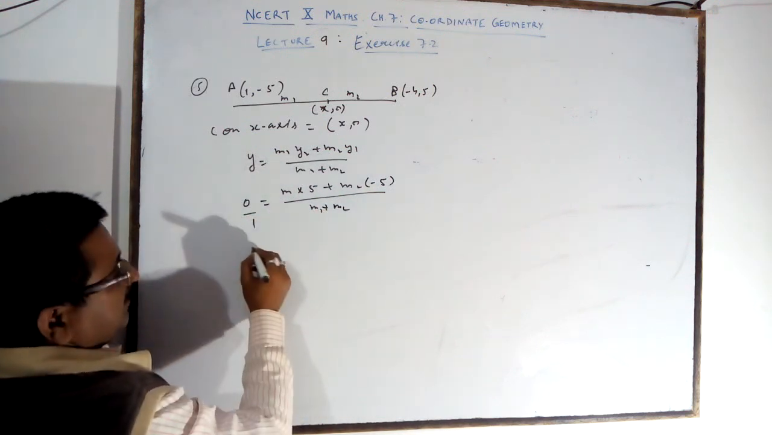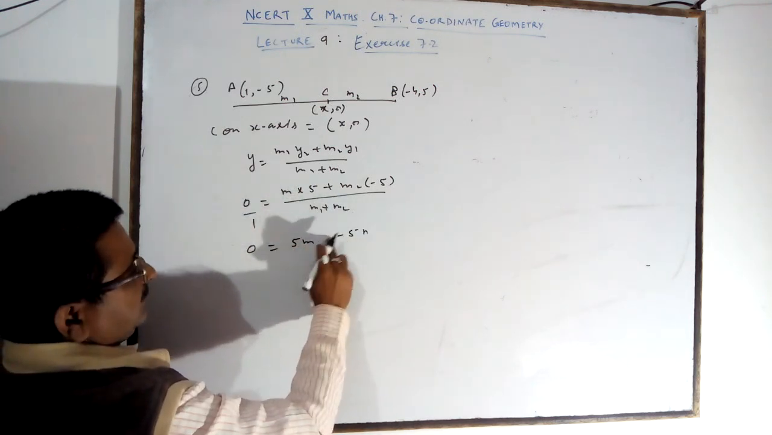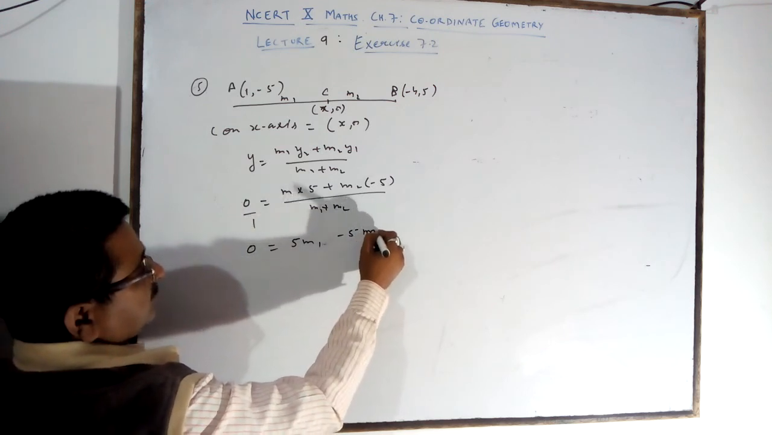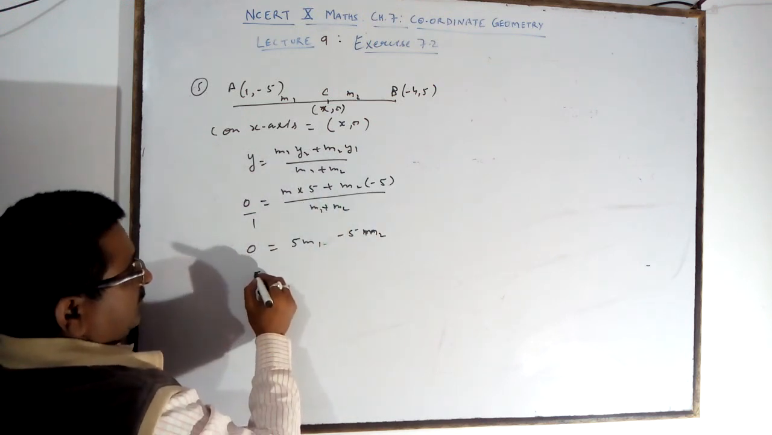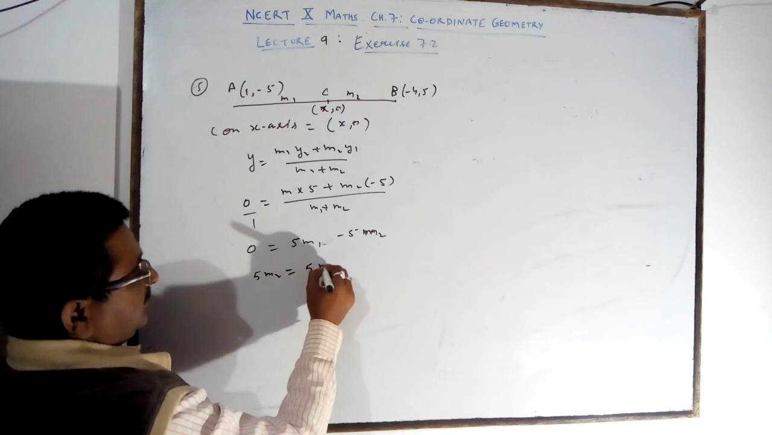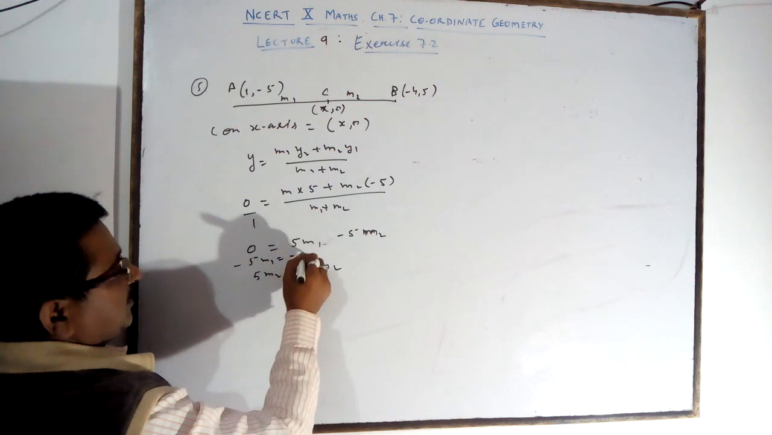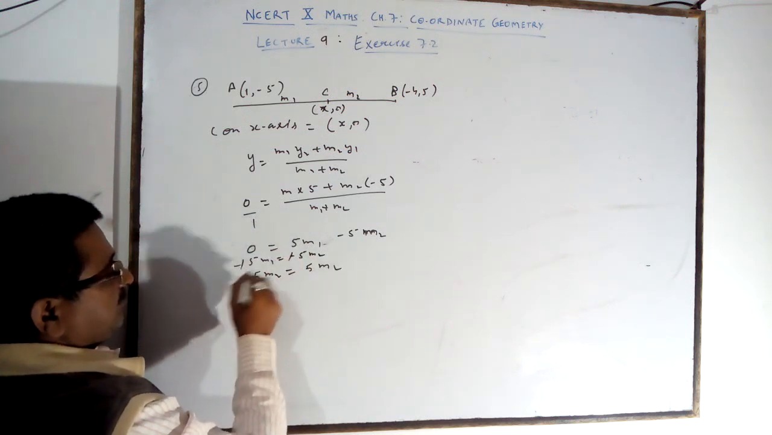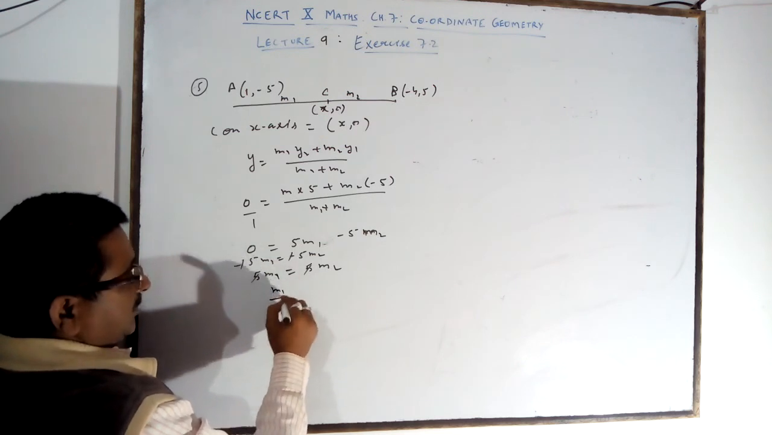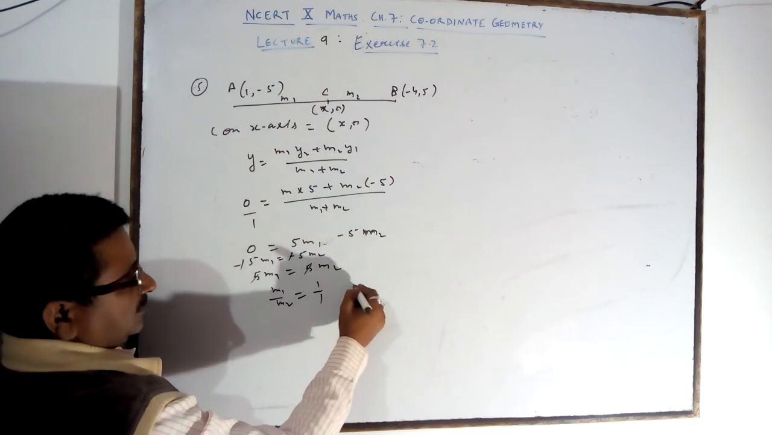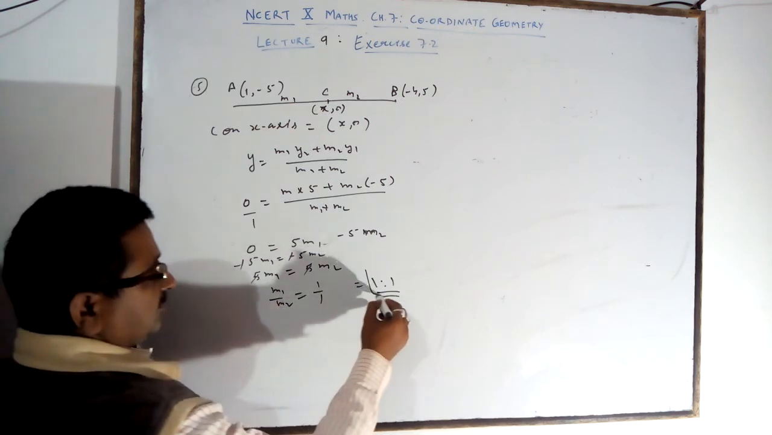Multiplying by m1 plus m2 gives 0 on this side, so 5m1 minus 5m2 is equal to 0. Transposing this side, 5m1 is equal to 5m2. The 5 and 5 cancel. So m1 upon m2 is equal to 1 is to 1. That is the ratio you are getting. Now find out x also.